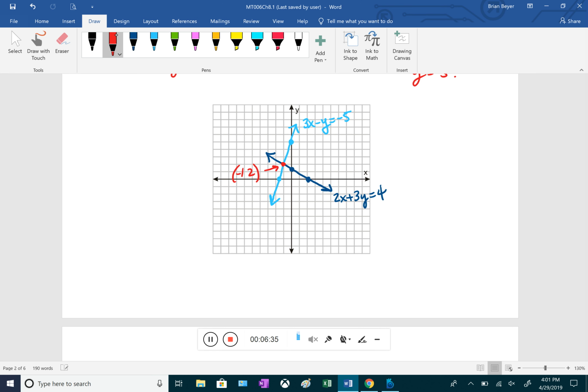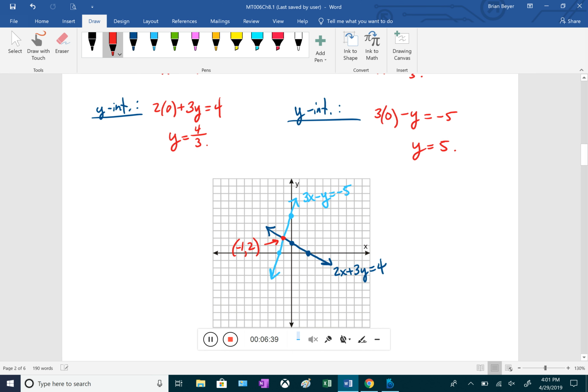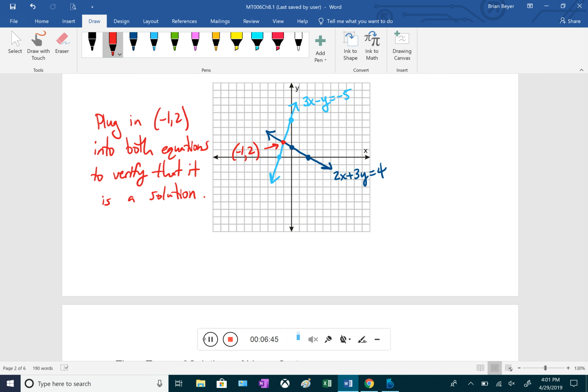So what we would want to do here to double check is we would want to plug that into both of these equations separately and make sure that it works. And if you plugged them in both of them, we would see that it works. So I'm just going to rewrite it down here and circle that as our solution.